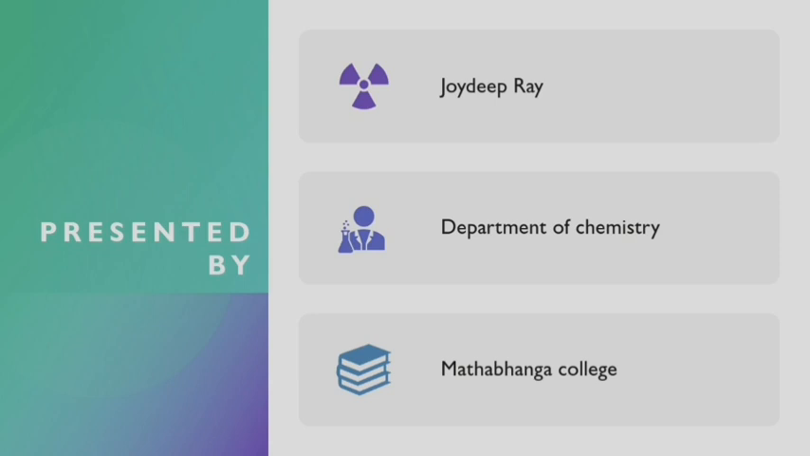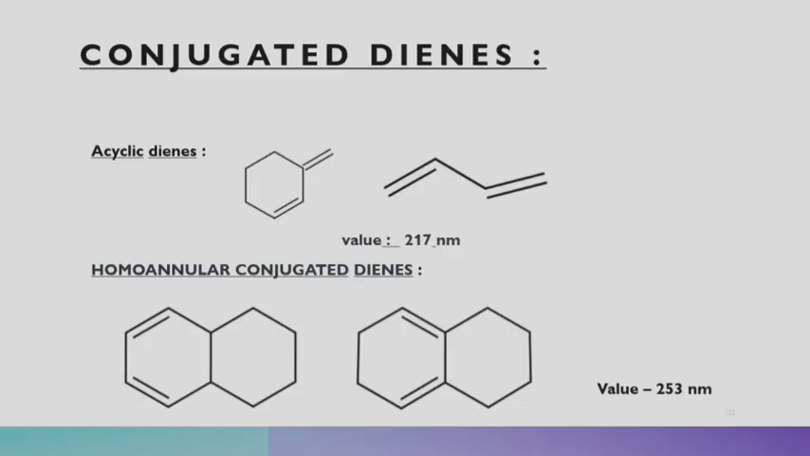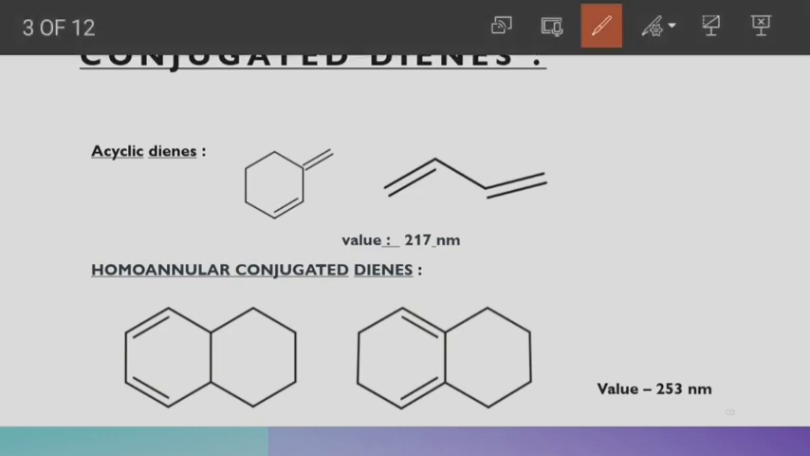First of all, we have to know about some conjugated dienes. As an example of acyclic dienes, let's look at a simple structure, 1,3-butadiene. Mostly the open parent chain dienes are called acyclic dienes. This is also an example of an acyclic diene, which has a double bond inside the ring and another one outside of the ring. And for acyclic dienes we have to put the base value of 217 nanometer.